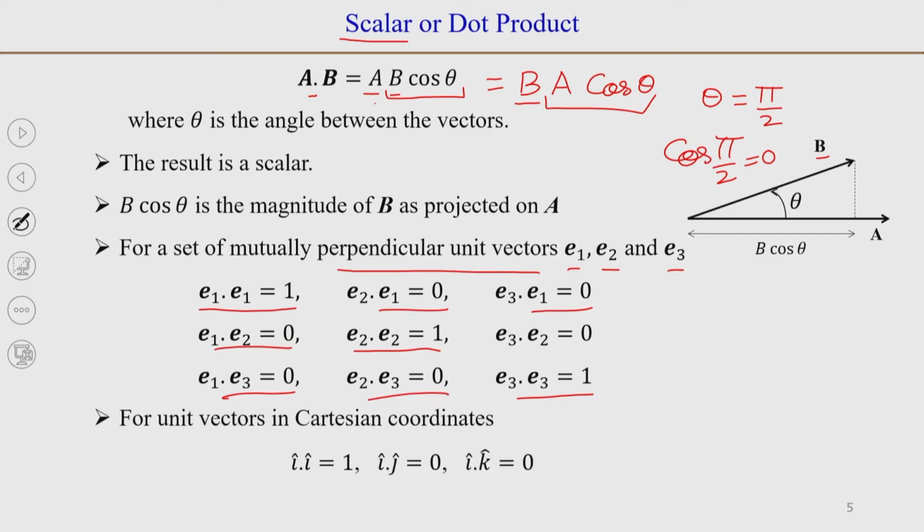Now, for specific, if we take e_1 is equal to i, e_2 is equal to j and e_3 is equal to k, of course, again we will have i dot i is equal to 1, j dot j is equal to 1, k dot k is equal to 1, and other products, when i dot j or i dot k, they are equal to 0. The other thing that we have already noticed here is that whether we take A dot B or B dot A, they are equal.